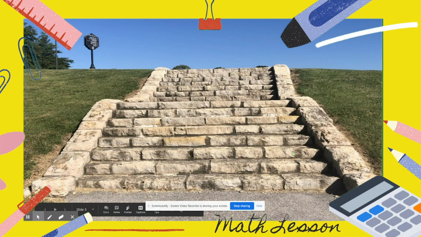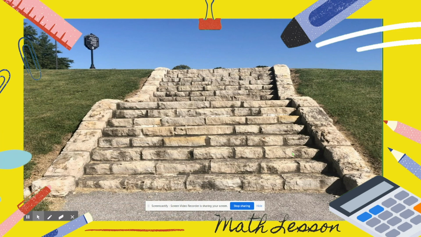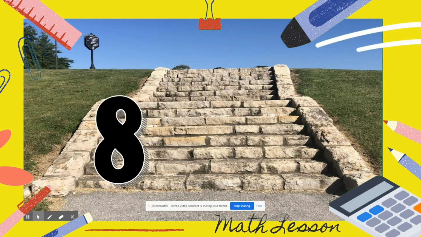Let's start by counting the stairs in the bottom half of the staircase. Are you ready? 1, 2, 3, 4, 5, 6, 7, 8. There are 8 stairs in the bottom half of the staircase.